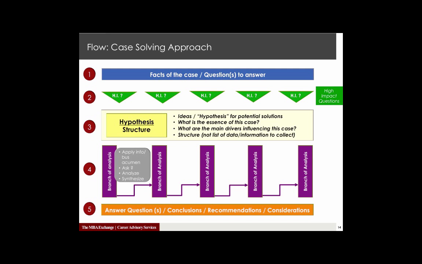As you go through the case, it really moves from the facts of the case to a set of high impact questions, and then you develop your hypotheses and structure about the case. That step is really one of the most important. Then in step 4, that stage involves conducting a number of different types of analysis. This is where you're applying the information, some of your business acumen, asking more questions, doing analysis, sometimes quantitative, sometimes qualitative, and then synthesizing each one of those branches of analysis to form mini conclusions. And then at the end of the case, you bring it all together. You go back and solve the original question of the case, stating your conclusion, your recommendations, and any considerations going forward.